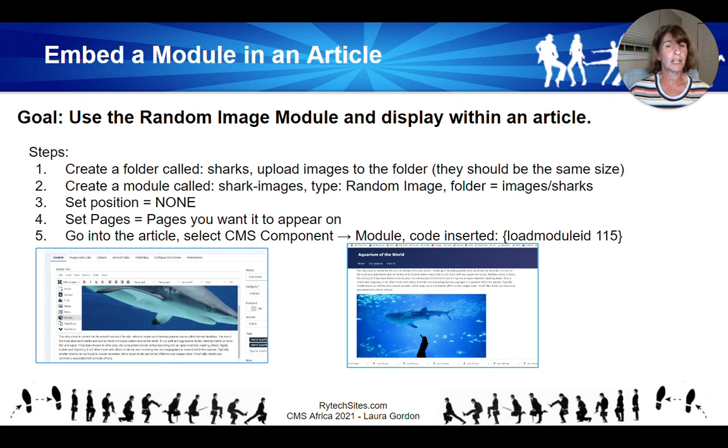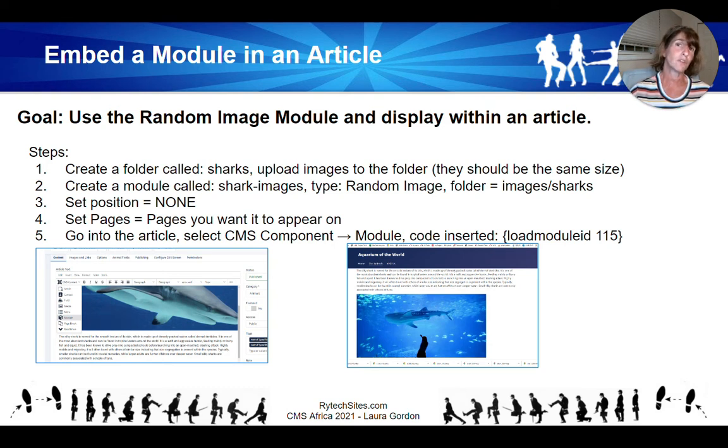I then go into the article itself, into my silly shark, let's say, and select CMS component, which you can kind of see here on the left-hand side. I click on module, and then I just need to find my module that I created before called Shark Images. When I insert it, it's inserting the code load module ID. If you knew the module ID for the module that you created, you could just type this in. It would be curly bracket, load module ID, space 115, close curly bracket.